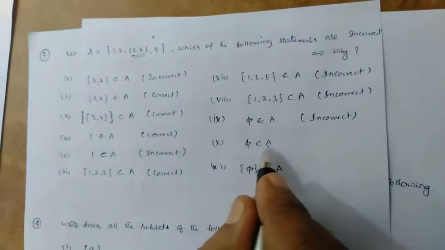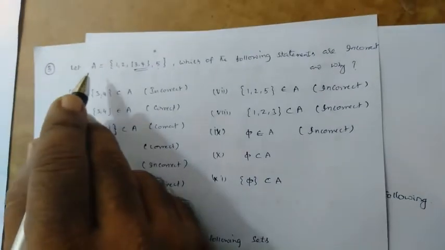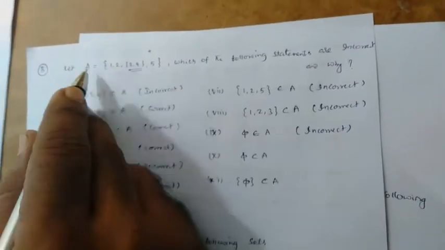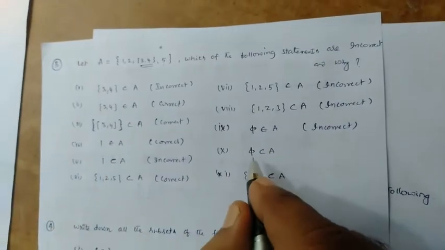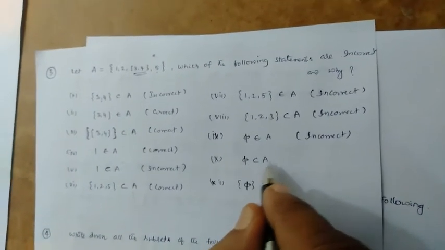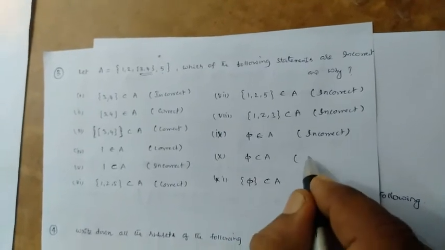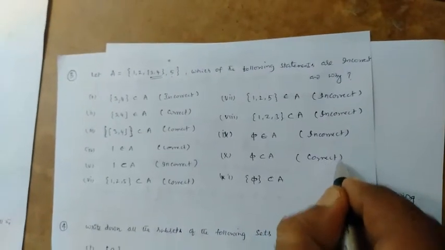{5} contained in A. Definitely {5} is a subset of A. The set A has 2 power 4 subsets, 16 subsets. So {5} is also one of the subsets. So {5} contained in A, or {5} is a subset of A. So this is the correct statement.